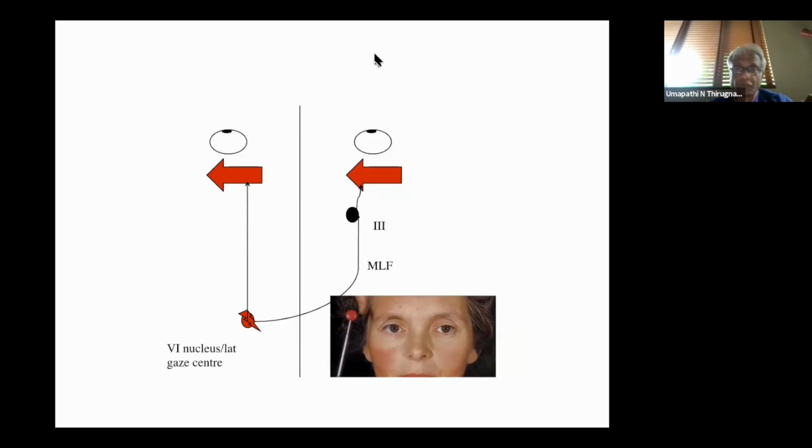Draw it here. Of course it can be in the frontal eye field. For the purpose of this diagram, I'm just going to keep it here first. Okay, draw the first part.